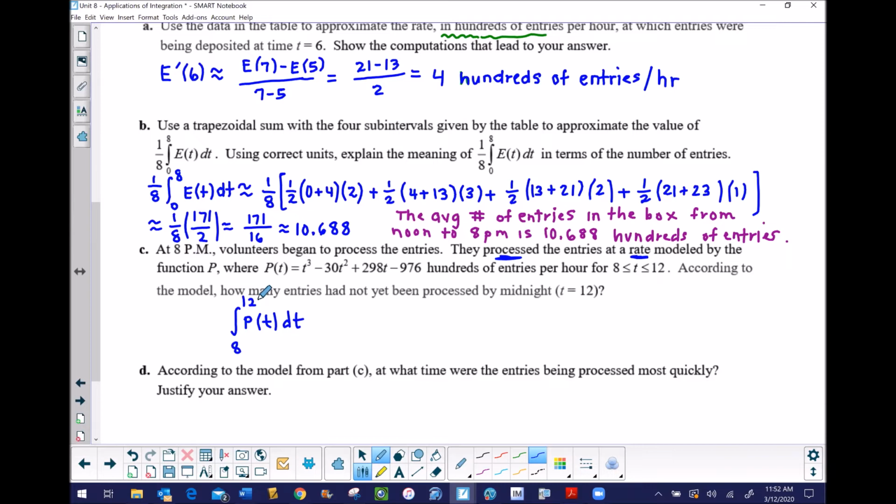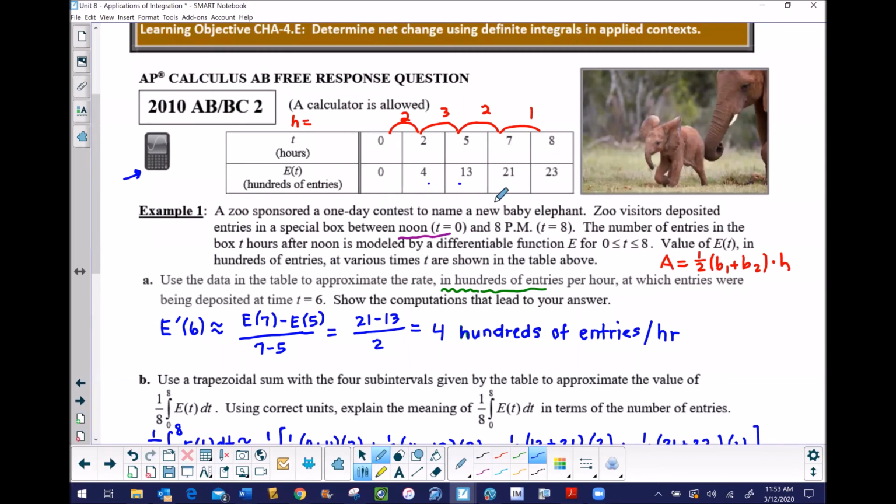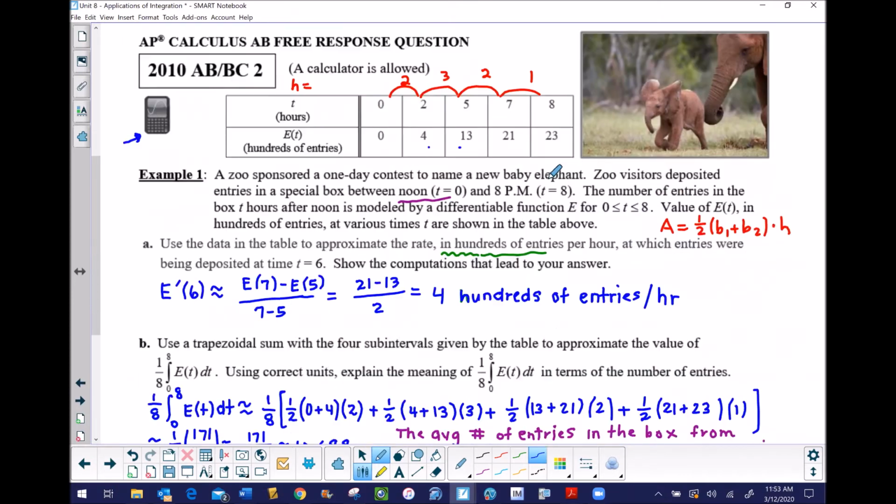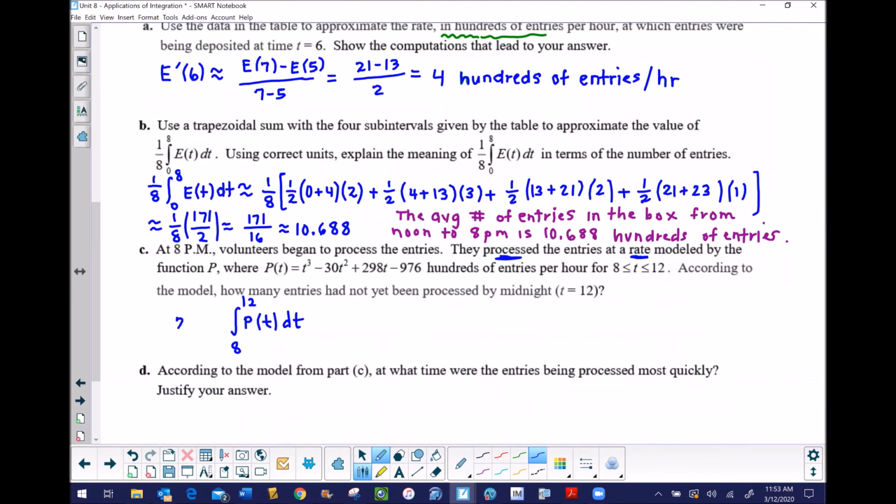But the question wants to know how many entries had not yet been processed. So what we have to do is figure out how many were sitting in the box to begin with. Do you all see how many there were when we started to count? It's this number right here, right? 23, or 2,300. We can just use 23 in this case because this is going to be measured in hundreds. So that 23 starts this expression, and then we subtract the total amount that we did process. Hopefully that makes sense to you.